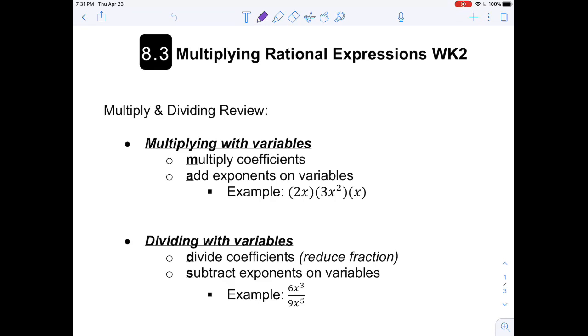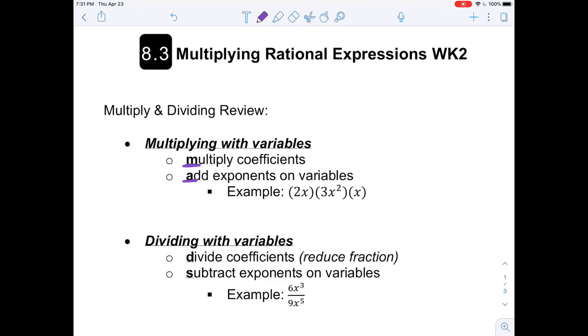As we get started, I want to do a little bit of a review on multiplying and dividing when we're dealing with terms that have both coefficients and variables. So let's review that real quick. Whenever we are multiplying and we have variables, our coefficients multiply and our exponents add. We're going to use that M and A here in a little bit.